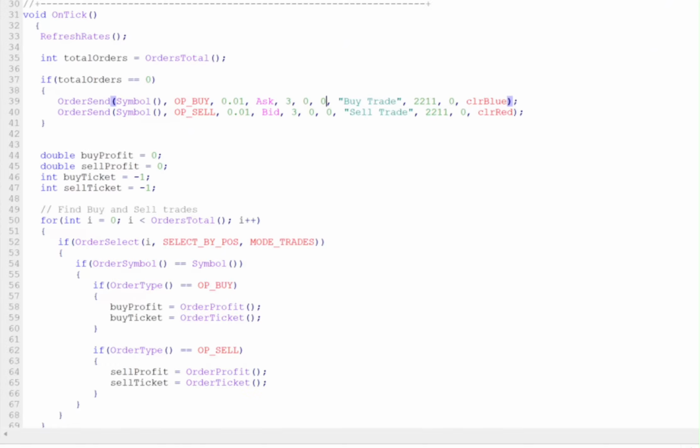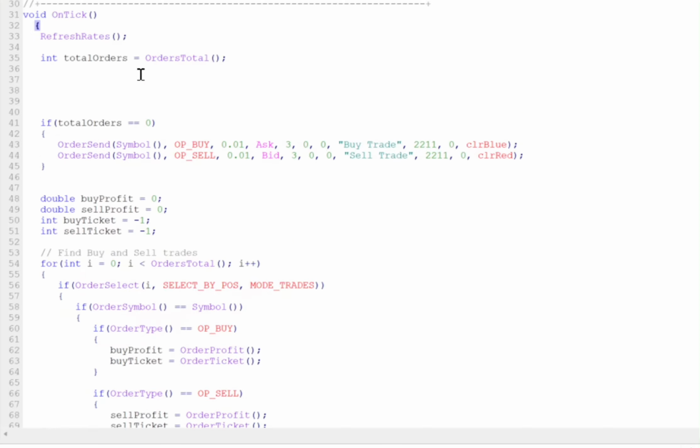A lot of beginners leave these as 0. That means the trade opens without protection. Let's add a stop loss to this trade. For a buy trade, the stop loss should be below the current ask price. For example, if the ask price is 1.1 and you want a 50 pip stop loss, you subtract the stop distance from the ask price.